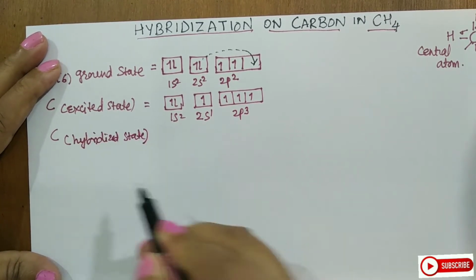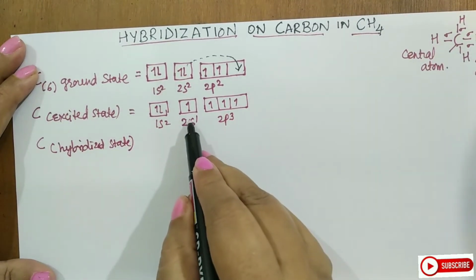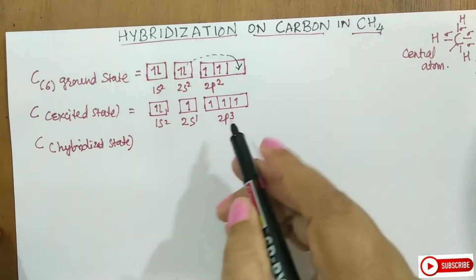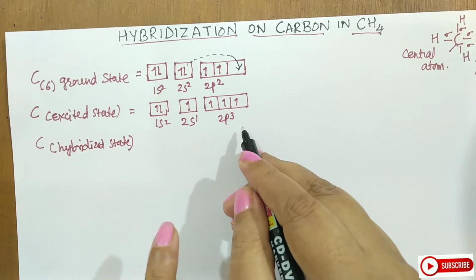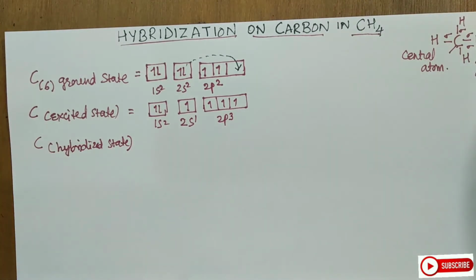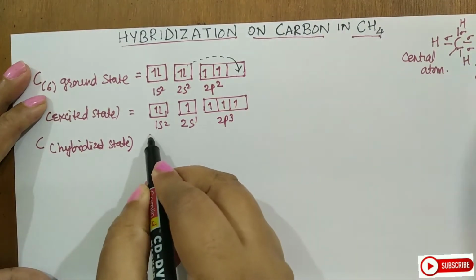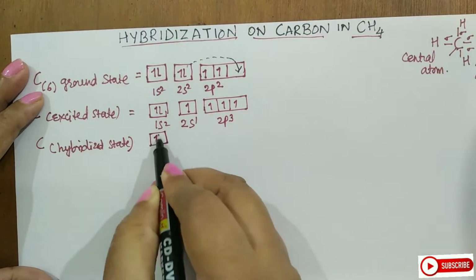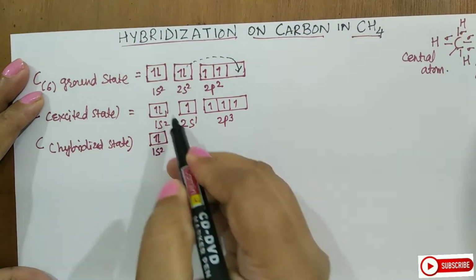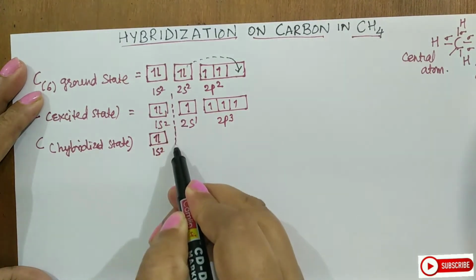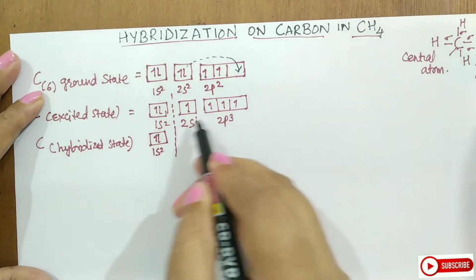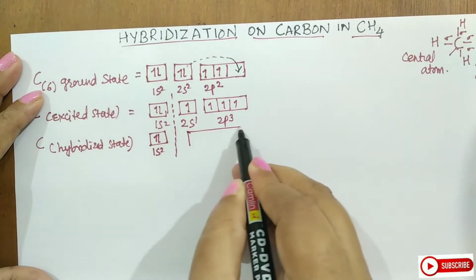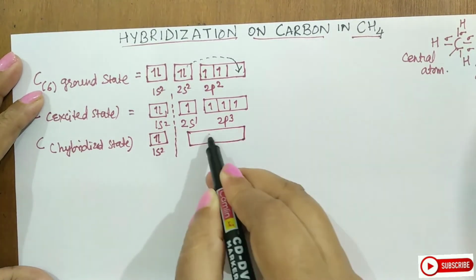Now what happens in the hybridized state? Those 2s1, 1 orbital, and 2p3 orbitals, now they will mix. When I say they will mix, their energy will get equalized. So what will happen, student? This orbital will remain as it is and it will not take part in the hybridization. And those 4 orbitals, they will mix now in this way.